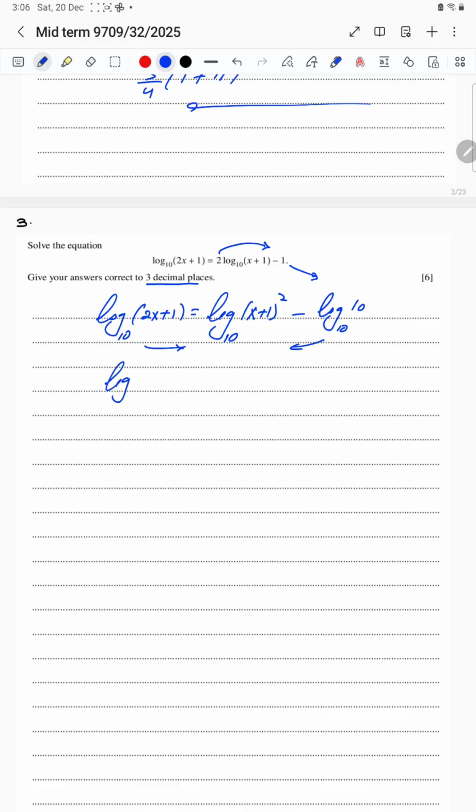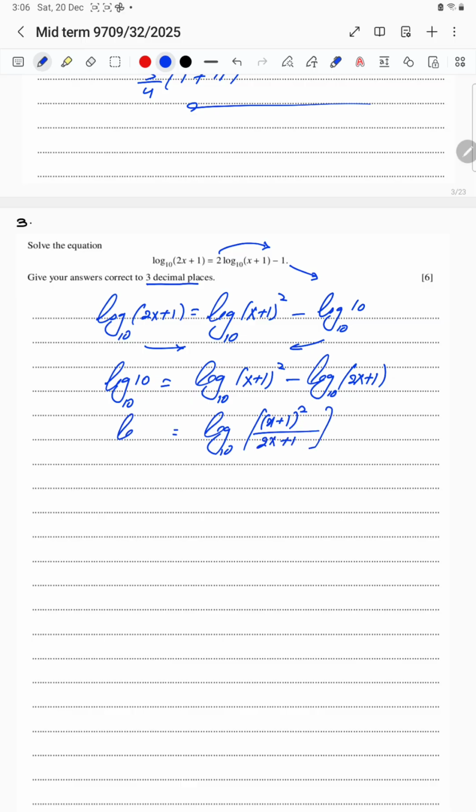Okay, here I can switch the terms, taking this to here and this to the side. It becomes log 10 of 10 is equal to log 10 of (x plus 1) squared minus log 10 of 2x plus 1. So by applying the property, log 10 of (x plus 1) whole squared over 2x plus 1 equals log 10 of 10. You can see the anti-log will cancel on either side. 10 will be (x plus 1) whole squared over 2x plus 1, as we have to find the value of x up to 3 decimal places.